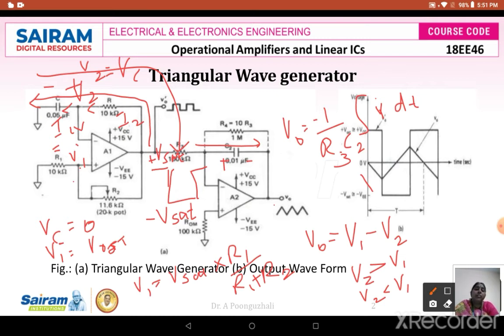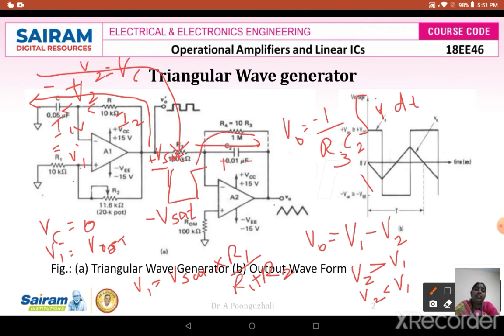And next is when my output goes to minus Vsat. When it is going to come here, my capacitor is going to discharge. Discharge means it is going to be in the reverse direction. So in the reverse direction means my output voltage is going to be positive. That means your discharging path is going to be in the positive direction. So here you can see that the ramp is going to be a positive one there.